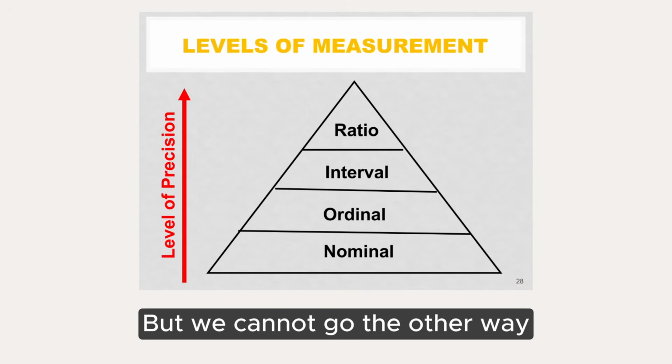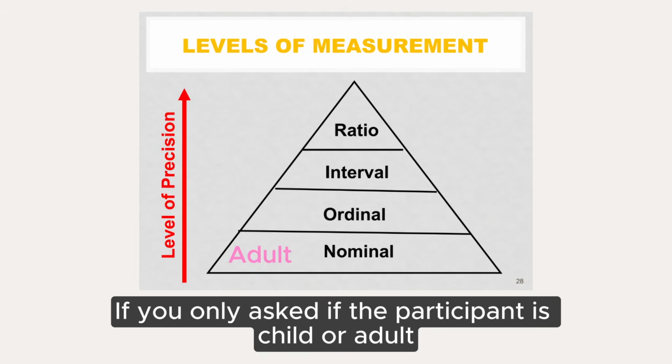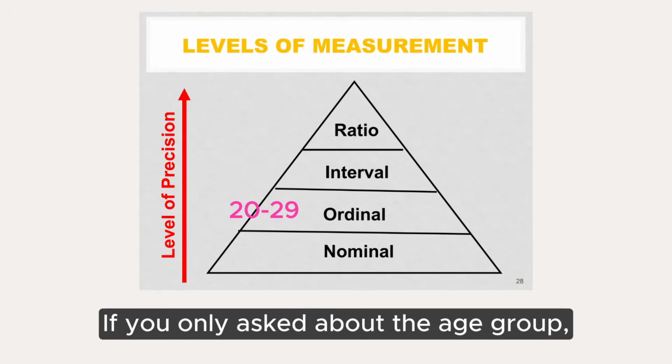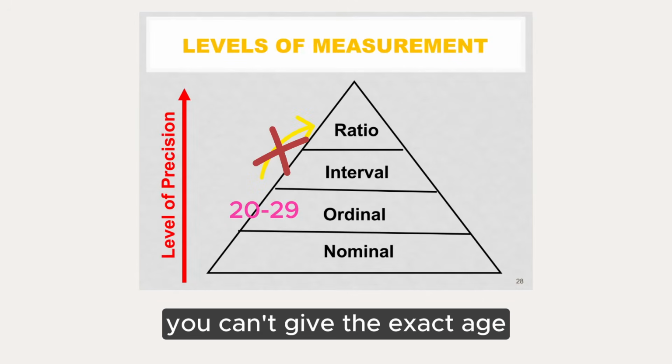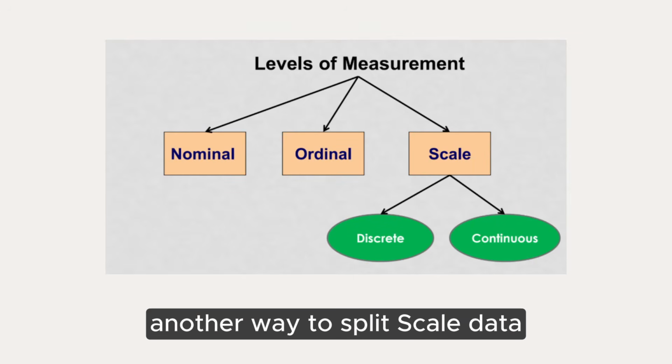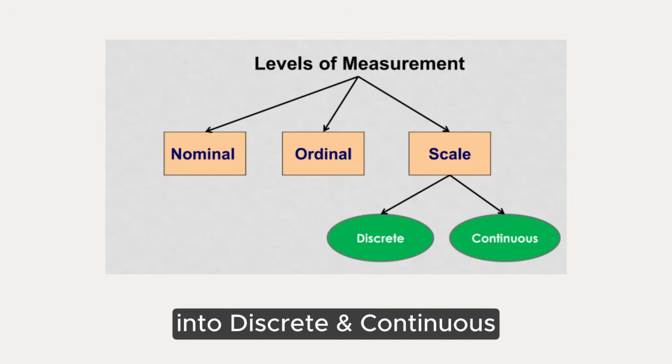But we cannot go the other way. If you only asked if the participant is child or adult, you can't give an age group. If you only asked about the age group, you can't give the exact age. The lecture also mentions another way to split scale data into discrete and continuous.